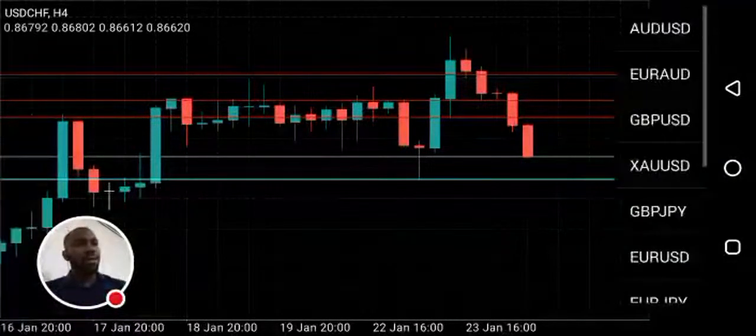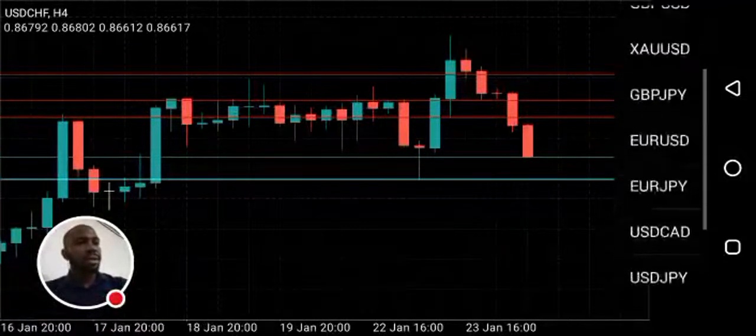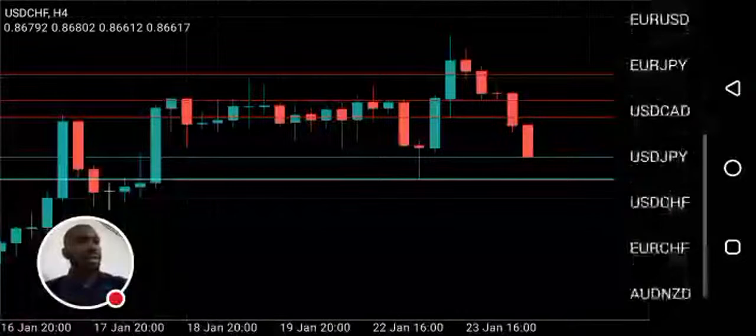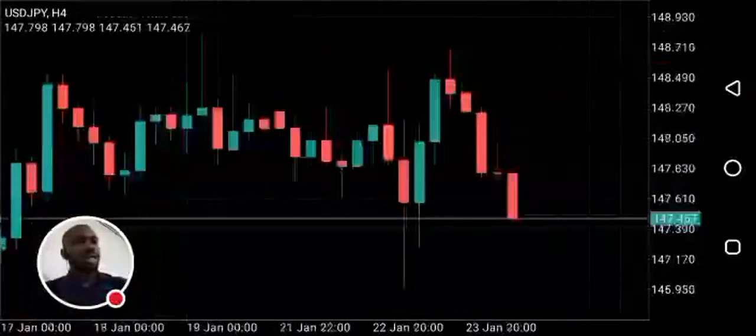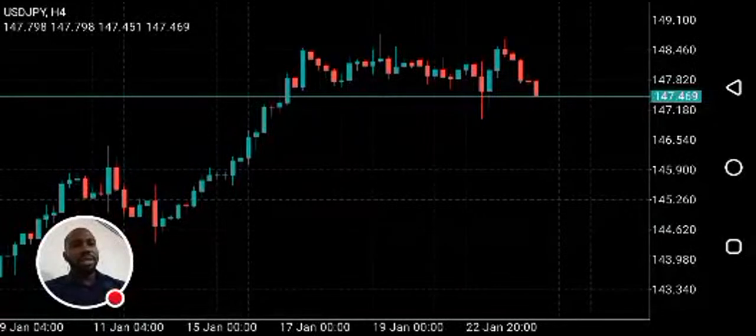We've looked at all the 7 major currency pairs. Okay, let's look at USD JPY. USD JPY should be bearish too. Bearish.